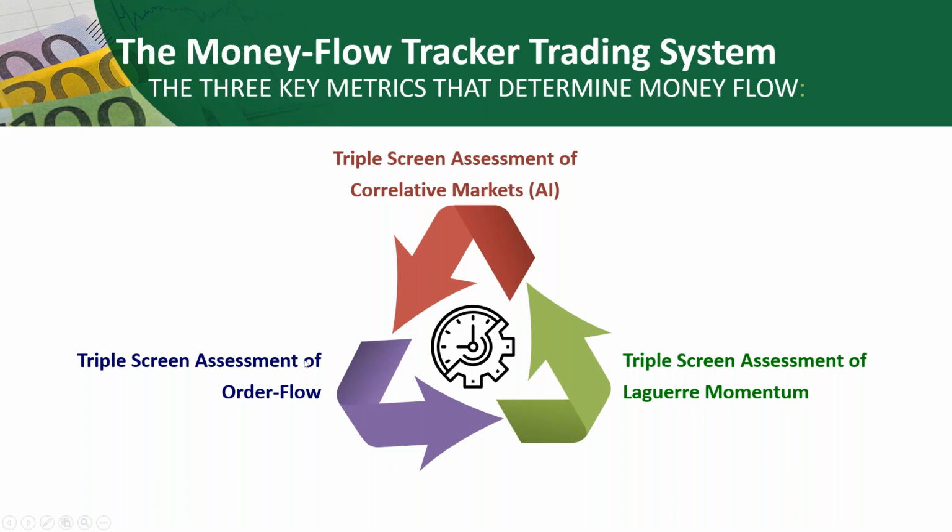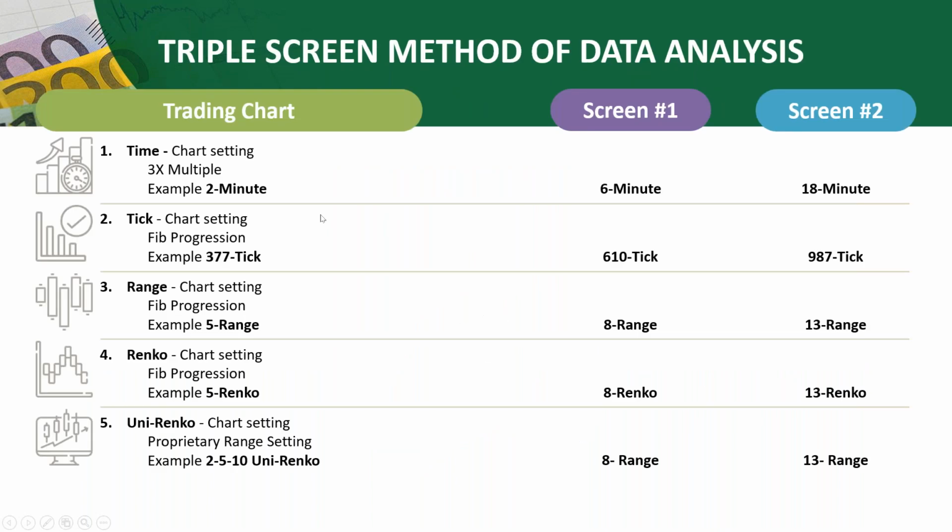The first key metric is triple screen assessment of order flow. The second is triple screen assessment of correlative markets using our AI engine. And the third is triple screen assessment of the liquidity for momentum. So what do I mean by triple screen assessment? Basically, 3 time frames in alignment. So we use multiples of 3. If you're trading a 2-minute, your next higher time frame would be 6, and then your highest time frame would be 18. We trade with Unirenko, so we use range bars. So triple screen assessment, I like to keep things simple. If I have 3 time frames in agreement long or 3 time frames in agreement short.